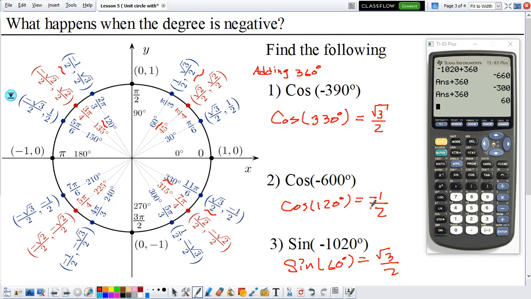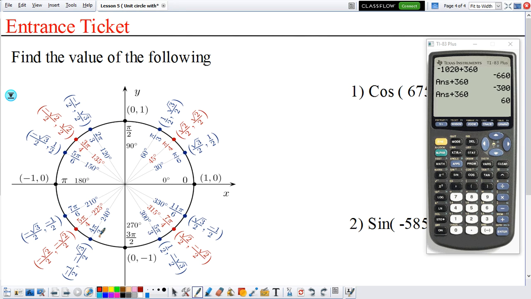So this is how you fix whenever your domain is either greater than 360 or a negative angle. So now, here's your entrance ticket.